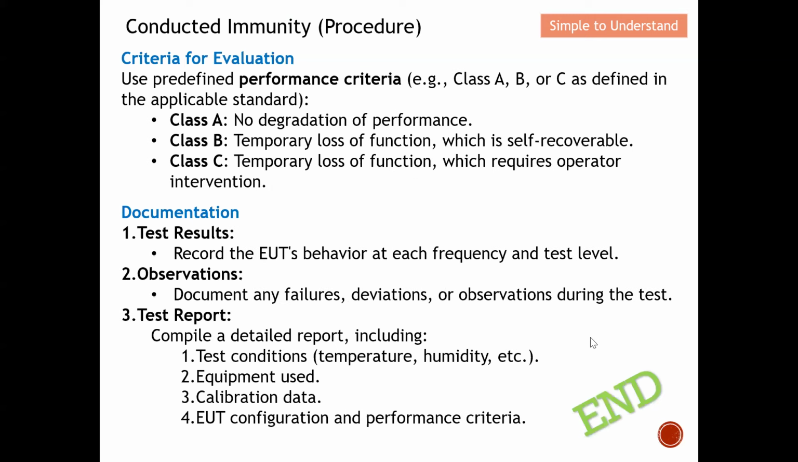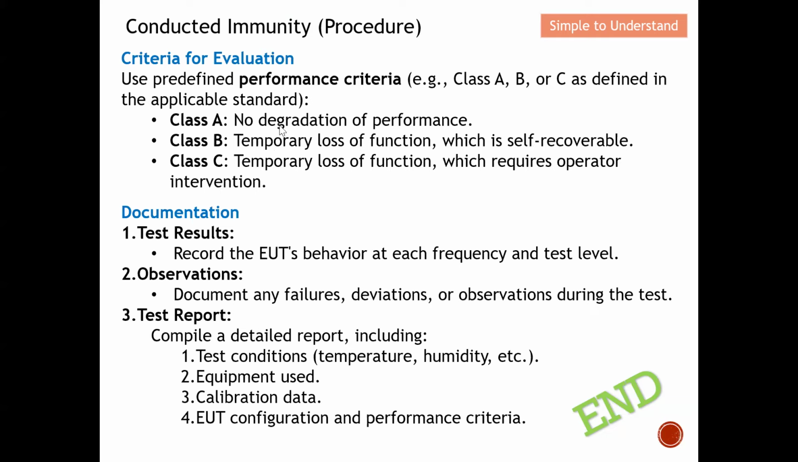Next, the criteria when we do the evaluation. We use predefined performance criteria, for example class A, B, or C. Class A means there is no degradation of performance, everything worked fine, nothing happened. Class B, there will be some form of temporary loss of function which is self-recoverable, which means it will automatically reset and recover by itself. You don't need to do anything to make the EUT recover. So there is some temporary loss of function, but it will be a self-recovery.